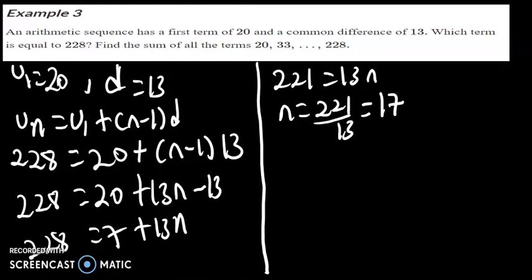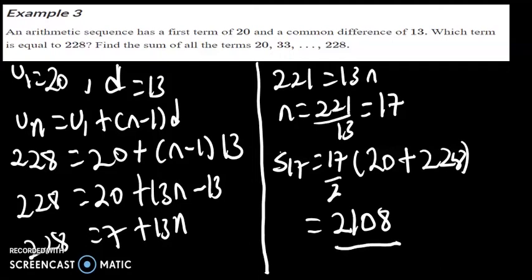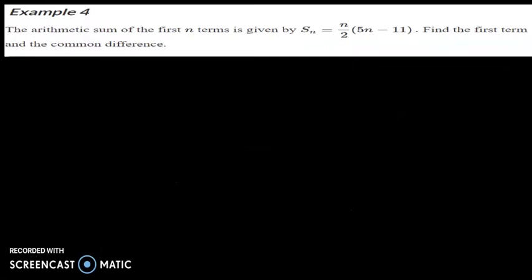This is just the beginning, we need to find the sum of this sequence. So n is 17, so 17 divided by 2 times (the first term, 20, plus the last term). We use the second formula for this because we know the last term, that's 228. On your calculator, you should be doing it on your calculator, it gives us 2108.